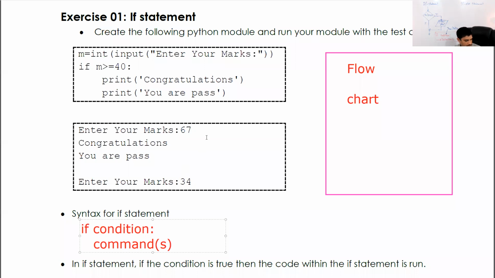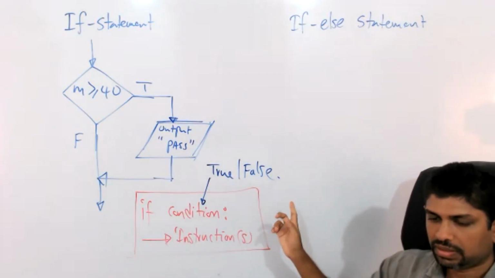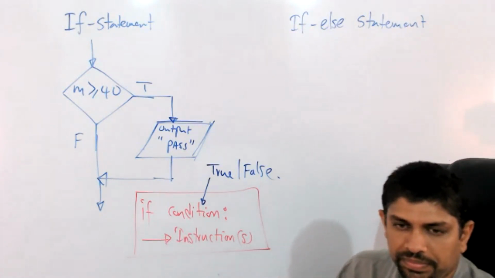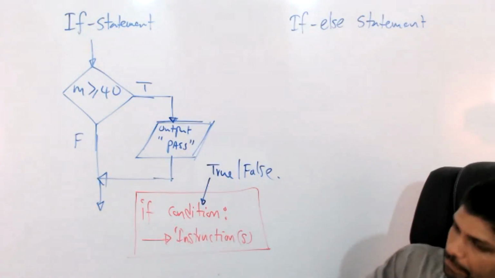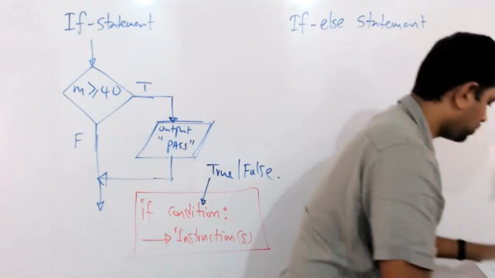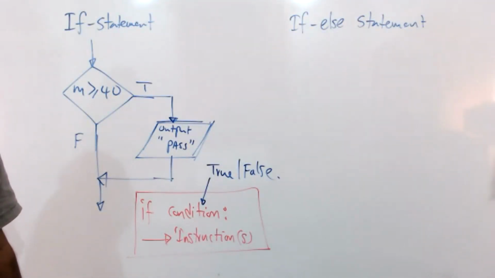Okay, so try to do exercise number 2. It is about the if-else statement. If you haven't drawn this, draw it a bit. I'm going to draw the flow chart suitable for the if-else statement.